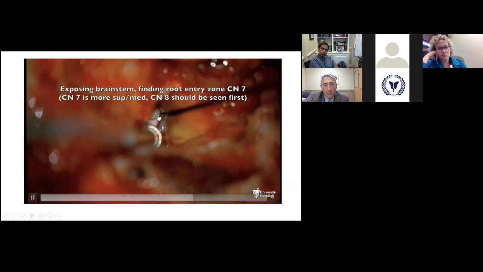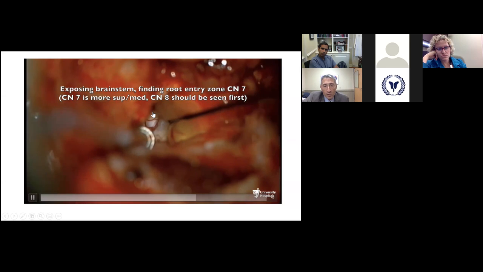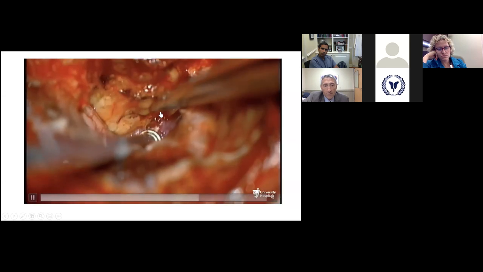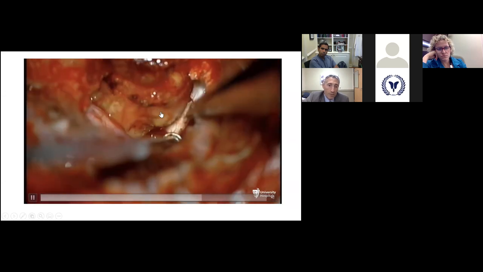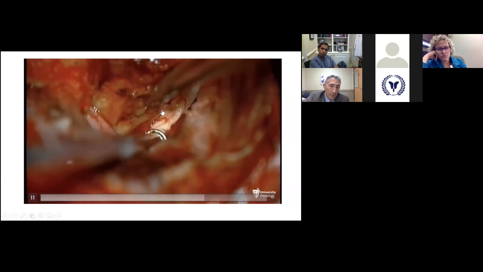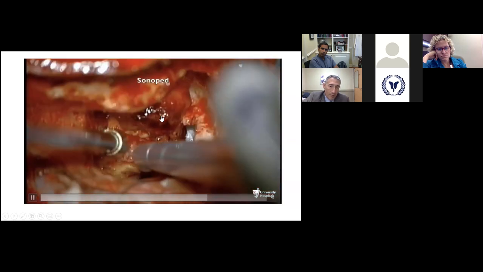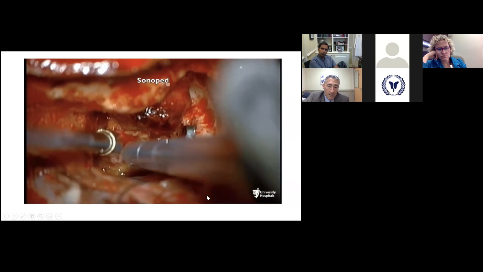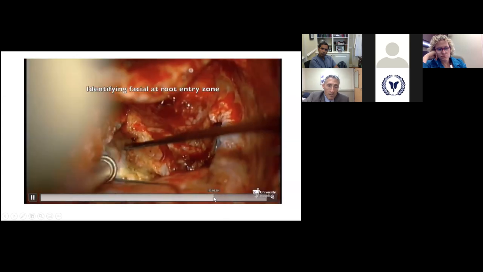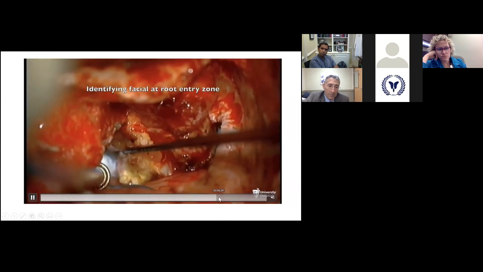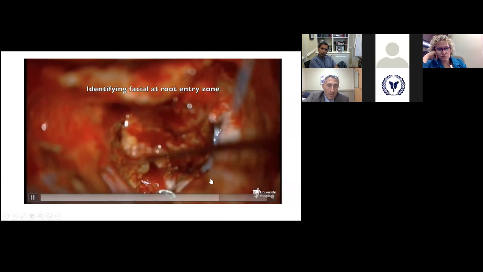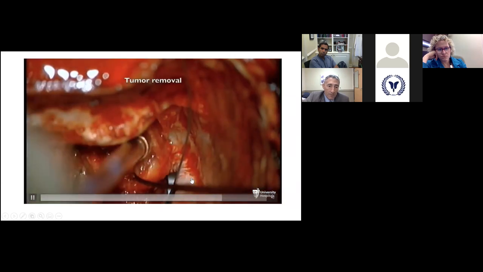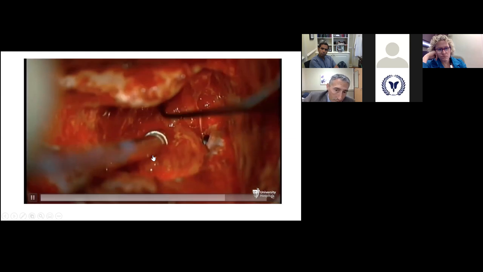But we do identify the seventh nerve early on, even before I do any significant debulking. That's very helpful in terms of going back and forth and keeping the course of the nerve in your mind, as you can see here, as you remove the tumor. Again, stuck inferiorly at the brainstem interface.